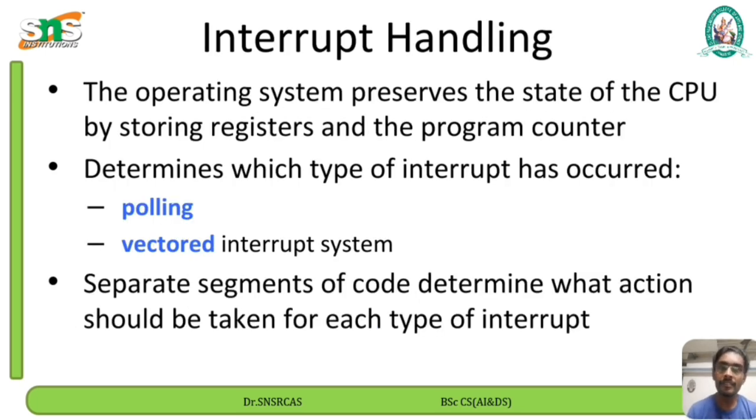How are interrupts actually handled? The operating system preserves the state of the central processing unit by storing registers and the program counter, and determines which type of interrupt has actually occurred, whether the interrupt signal is from the user or from an error that happened during some task. These are classified by means of polling and the vectored interrupt system. There are separate segments of code which determine which type of action should be taken for each interrupt received.